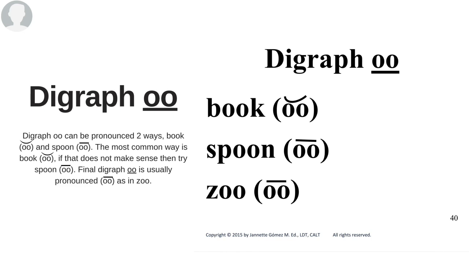Digraph OO. Digraph OO can be pronounced two ways: book and spoon ooh. The most common way is book. If that does not make sense, then try spoon ooh. Final digraph OO is usually pronounced ooh as in zoo.